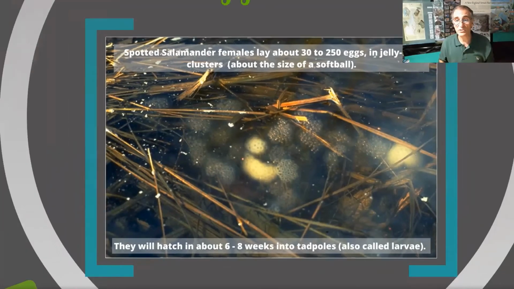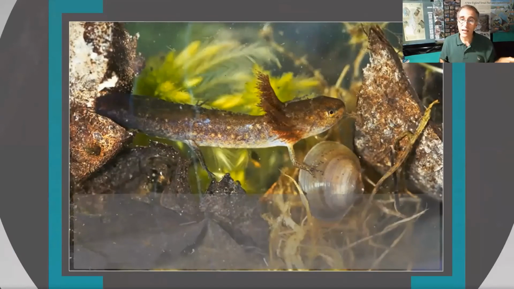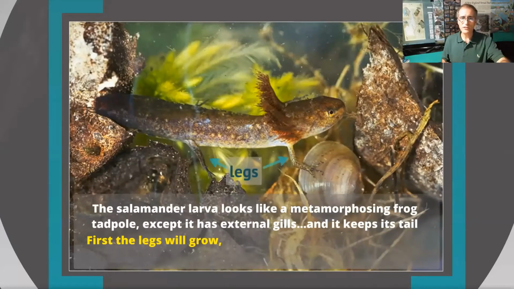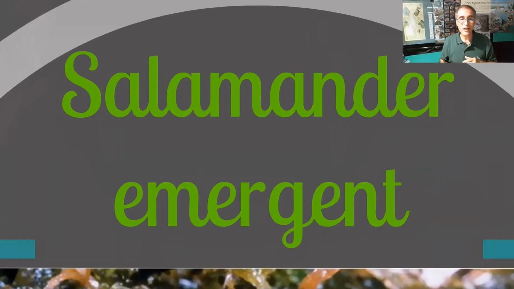They take about 6 to 8 weeks to hatch out. This is what they look like when they come out. They already have little legs, but they have something funny about them. Notice the gills. The other frog tadpoles had gills that were internal, and of course they lost their tail. So first the legs will grow in these animals. They might be buds, they'll grow out. I've heard they are born like that, but the legs will mature, and then the gills will slowly shrink into the body. Again, that's their lunch box. Then they leave the vernal pool as a salamander. So here's an emergent. Here's what they look like.